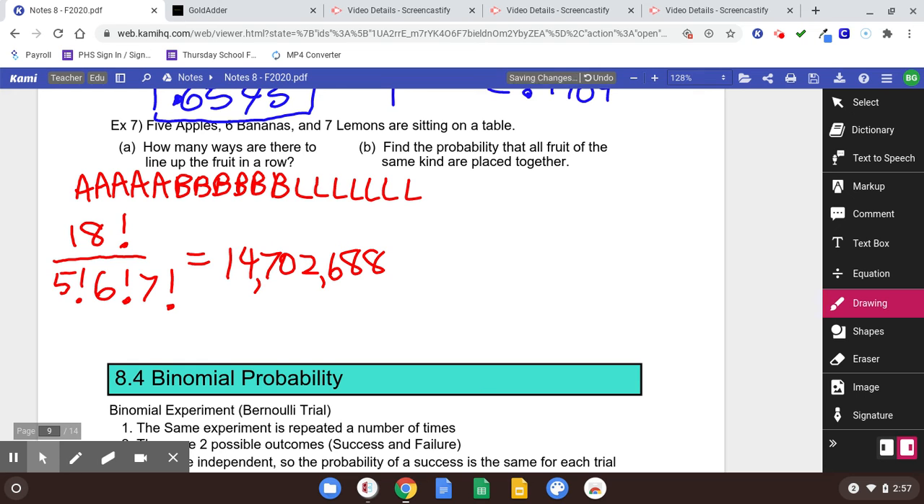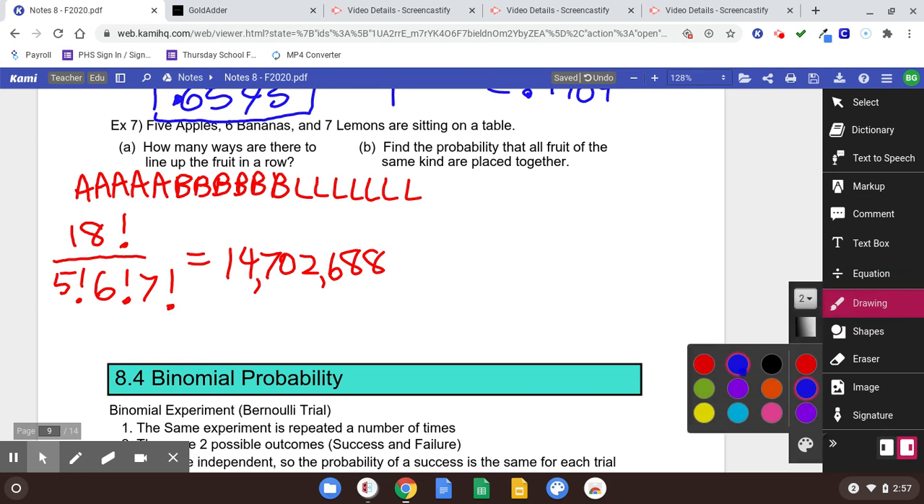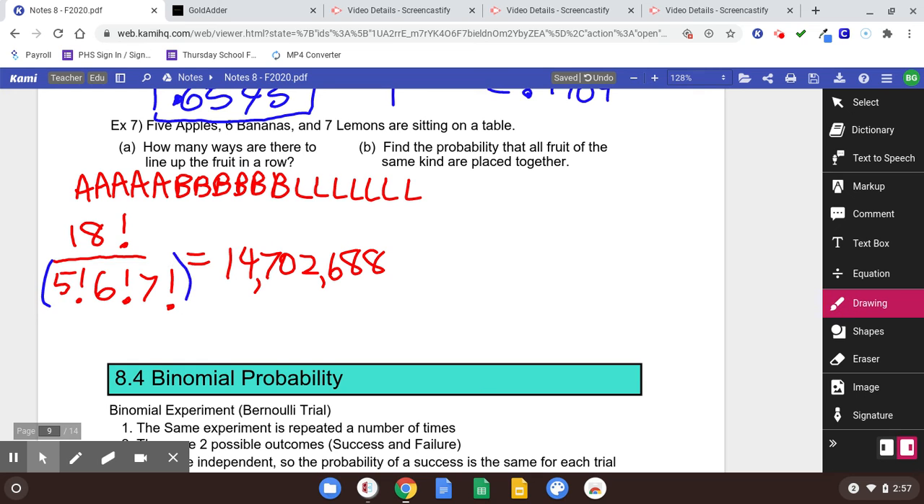Don't forget to use your parentheses. If you've got a TI calculator, you must put parentheses right there, or it's not going to give you the right answer. Be very careful. Part B. Find the probability that all fruit of the same kind are placed together. So notice it's a probability question, so it's going to be part over total. And this one seems confusing because you're like, well, they are all together. There's the apples and the bananas and the lemons, but that's not exactly what we're doing.